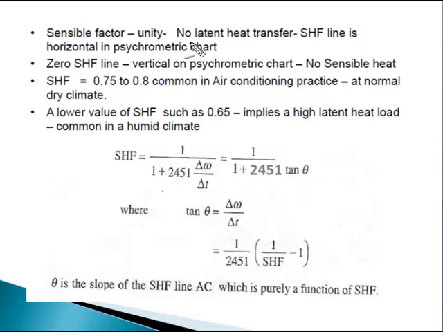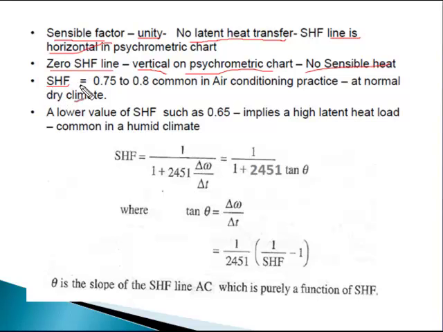If in any process no latent heat transfer takes place, then sensible heat will be equal to total heat. It means the sensible heat factor is unity. This process is represented on the psychrometry chart by a horizontal line. If there is a zero sensible heat factor line, it means no sensible heat transfer takes place in the process. At that time the process will be a vertical line on the psychrometry chart.